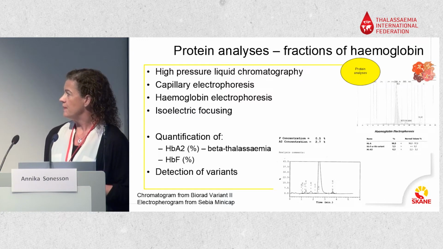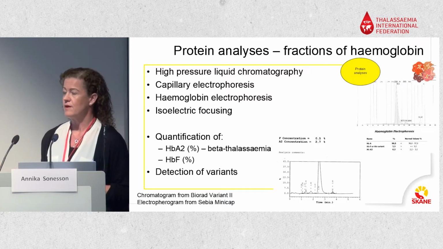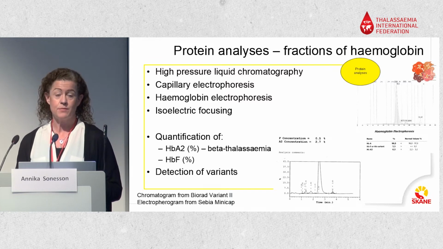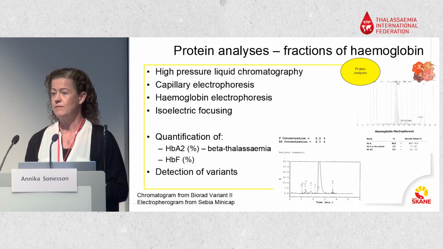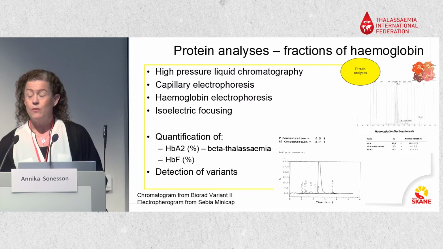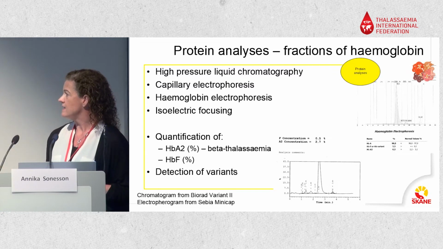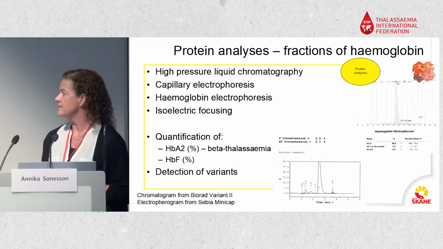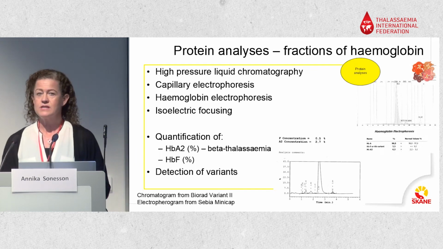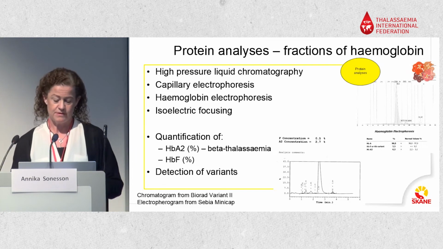We also look at this peak, the normal hemoglobin, to see if there is a normal hemoglobin peak present, and if not, it's indicative of a beta thalassemia major. We also see variants, where we get an extra additional peak in the chromatograms. So these are the things we can detect with these methodologies.